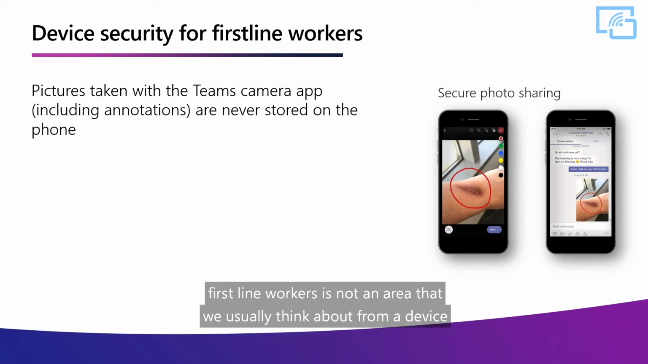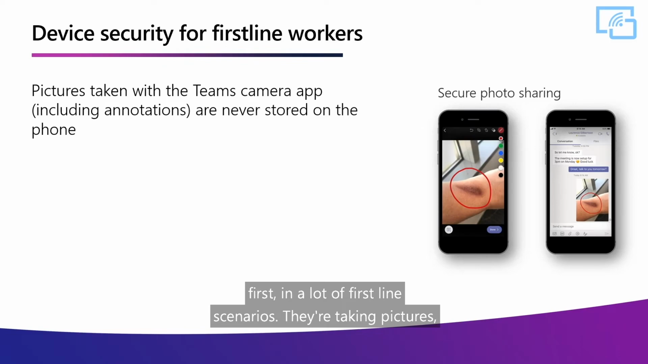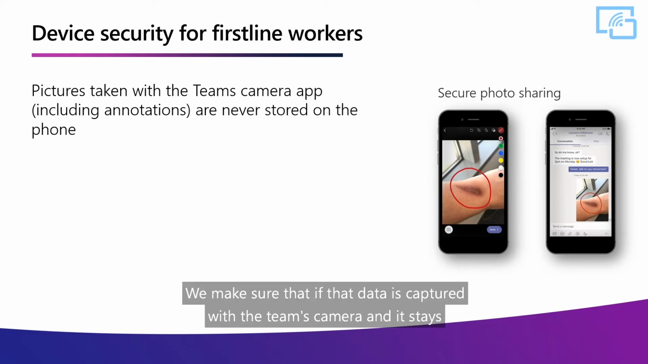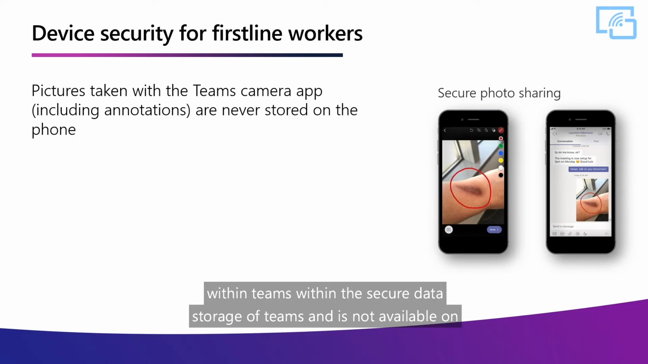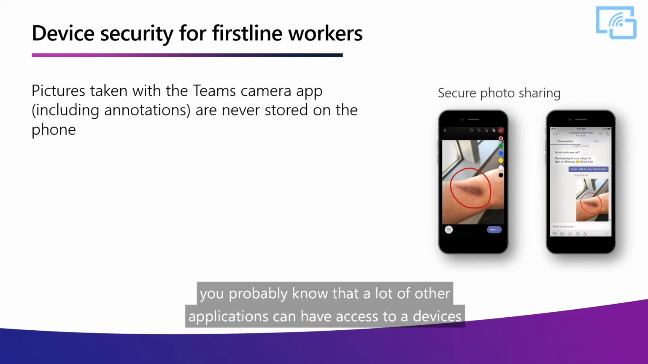Now, first-line workers is not an area that we usually think about from a device security perspective, but there are some interesting aspects to Teams here that are worth talking about. First, in a lot of first-line scenarios, they're taking pictures, collecting visual data. We make sure that if that data is captured with the Teams camera, it stays within the secure data storage of Teams, and is not available on that device's camera roll, for example. You probably know that a lot of other applications can have access to a device's camera roll, and we want to make sure that Teams data stays in Teams.